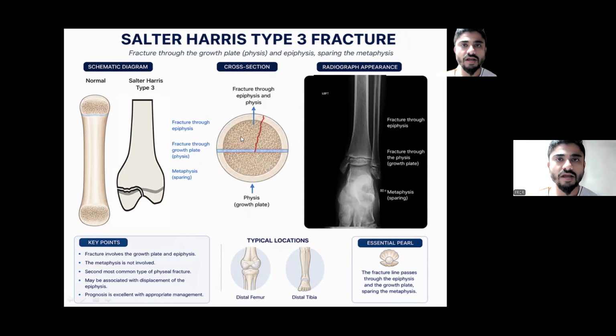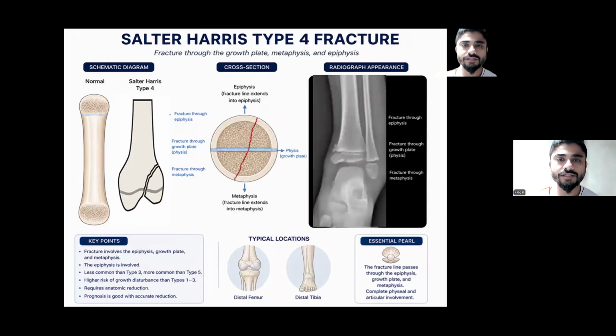You should remember that in a Salter-Harris type 3 fracture, the metaphysis is not involved, and it may or may not be associated with displacement of the epiphysis. The prognosis in Salter-Harris type 3 fracture, if the displacement is not there, is excellent. It is usually seen at the distal end of the tibia and distal end of the fibula. Coming to Salter-Harris type 4 fractures.